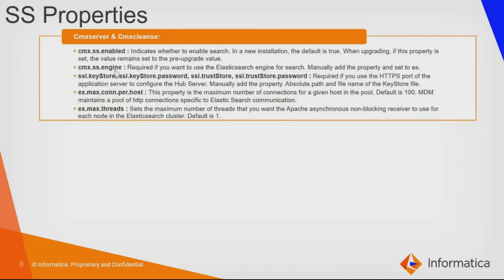This defines what engine we are going to use. Right now we have Elasticsearch, so we need to set the value as ES. The third one is the ssl.keystore, the keystore password, the SSL truststore, and the truststore password. This is specifically needed when we are using HTTPS communication. In the YAML, there was a property we defined as true for the Search Guard plugin communication. So if we are using HTTPS, we need to define all the keystores along with their respective passwords.